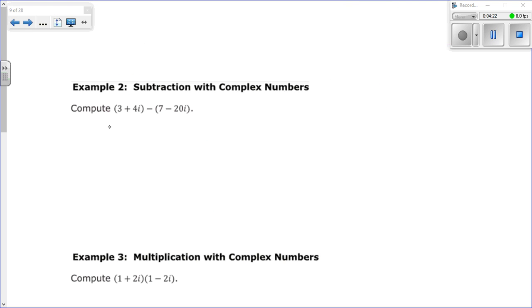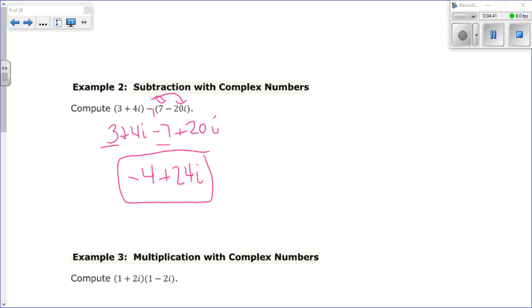When we subtract, we have 3 plus 4i, and then I'm going to distribute that negative, does that make sense? So minus 7 plus 20i, so 3 and negative 7 is negative 4, positive 4i, positive 20i is positive 24i.